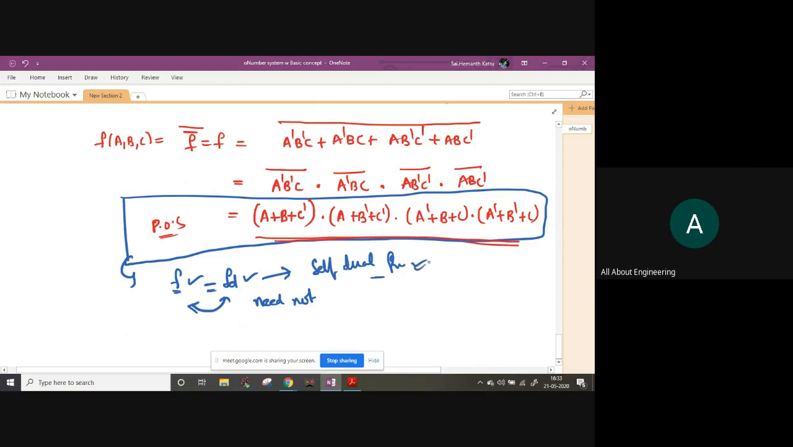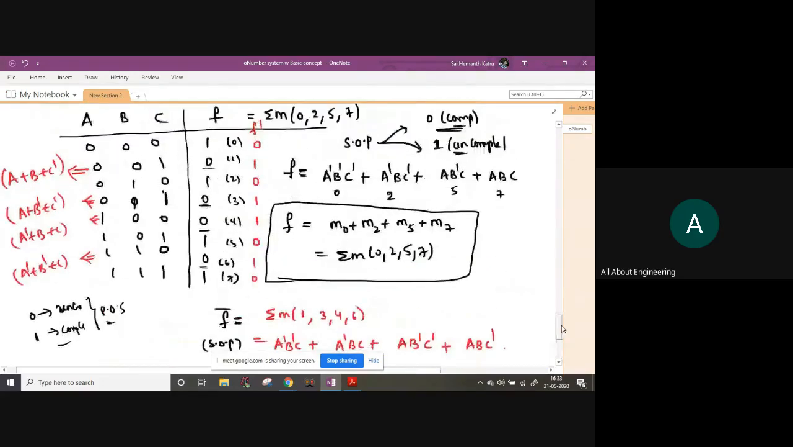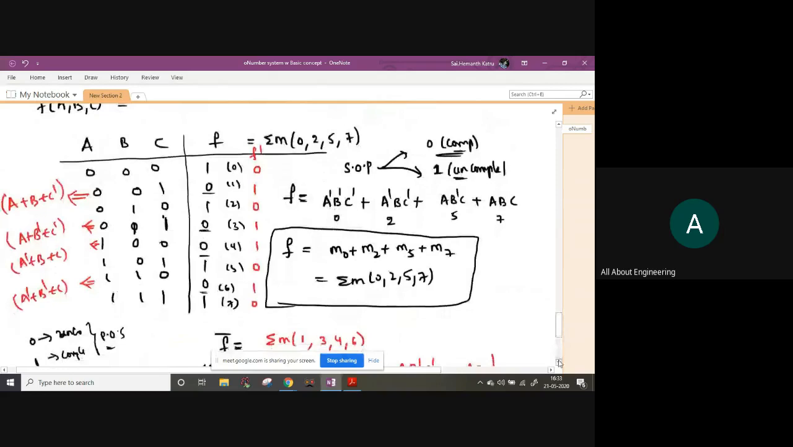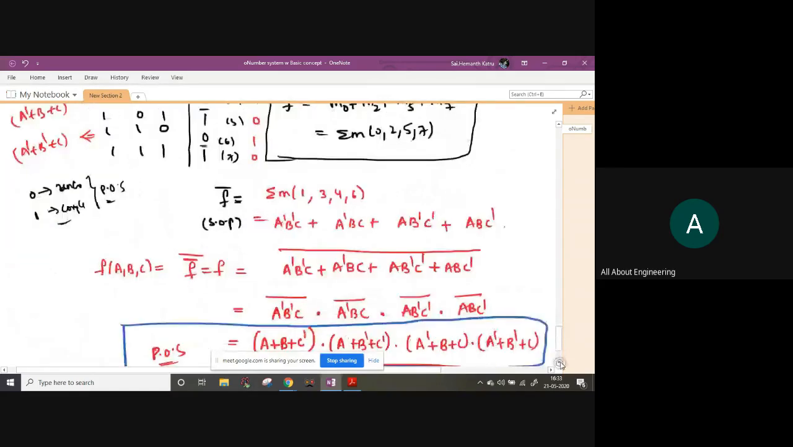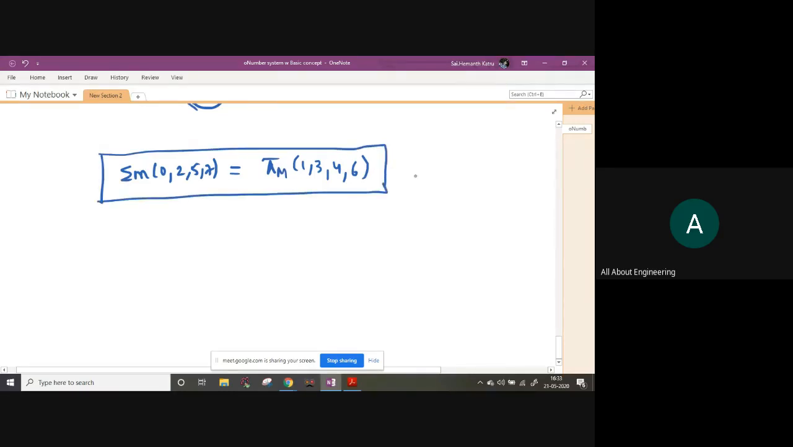But did I comment that these are self-dual or dual? I said I will prove SOP equal to POS, and I proved that. I have taken the same thing and I proved that SOP and POS are same. So from this derivation, what my point is, sigma m of 0, 2, 5, 7, those are the min terms, right, equal to max terms of 1, 3, 4, 6. And the thing is, SOP equal to POS for a particular function. SOP of a function equal to POS of the function. So this is my point.